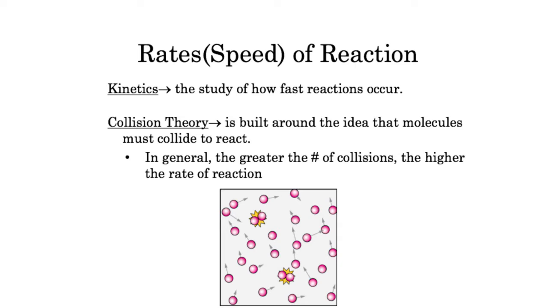Now you know that if you have food at home, you're going to keep it in the refrigerator to keep it from spoiling. Well, the reason we do that is we want to slow down that rate of reaction. So understanding how quickly reactions take place can have a huge impact on how we use them.